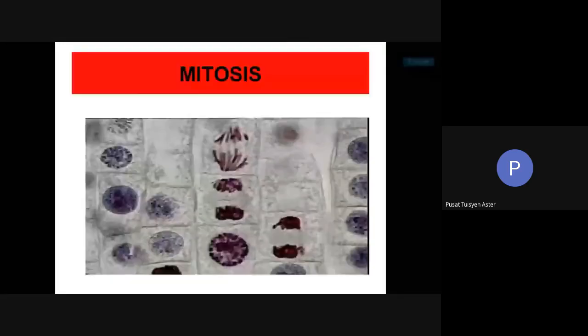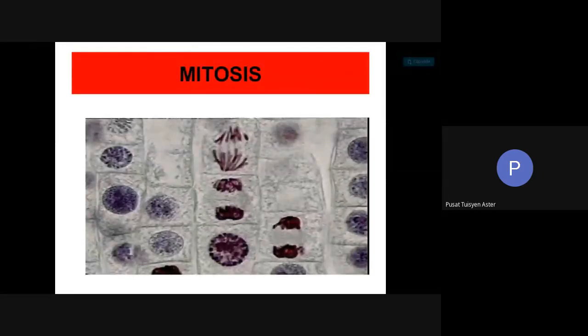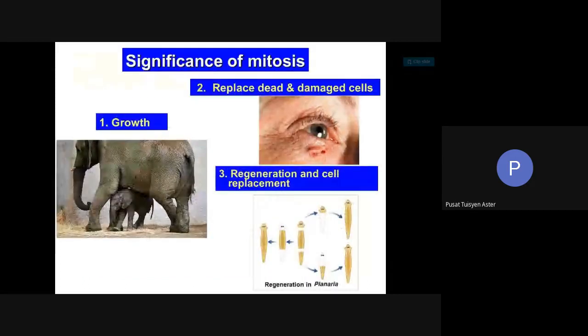This is how mitosis is. As you can see here, there is prophase, anaphase, telophase, okay? Metaphase also. So, this is how you look at a detailed zoom into the cell cycle of a plant. Now let's look in detail. Significance of mitosis, I've already told you: growth, replacing cells, regeneration and replacement of cells.